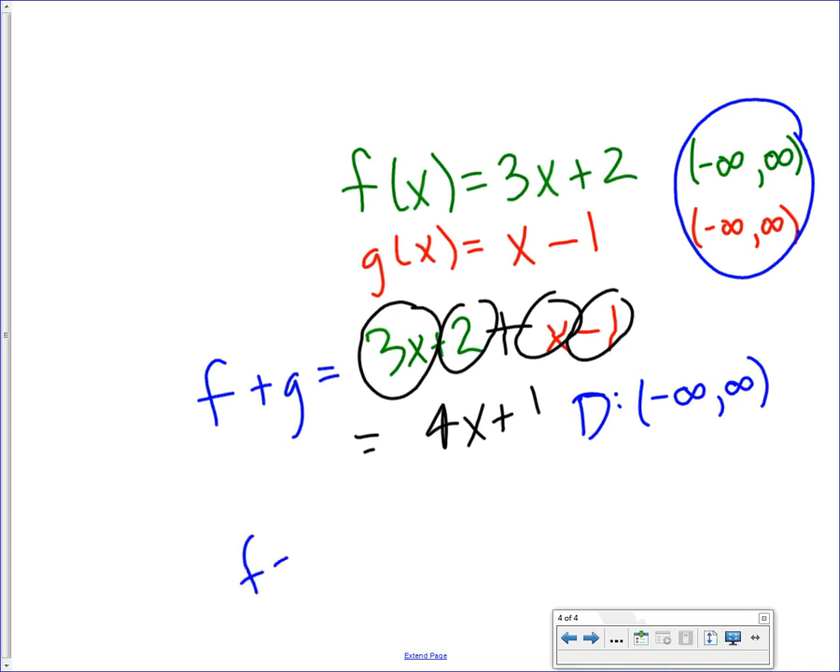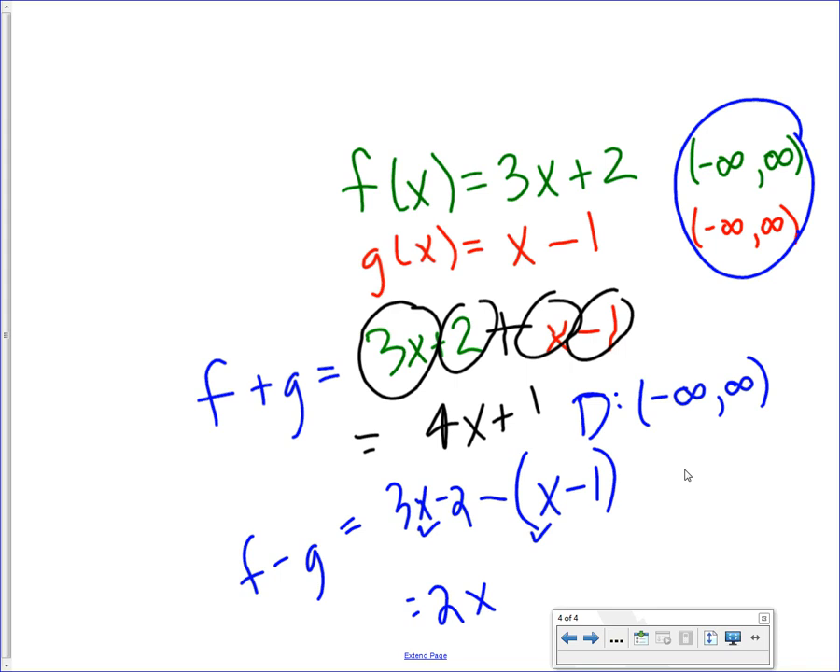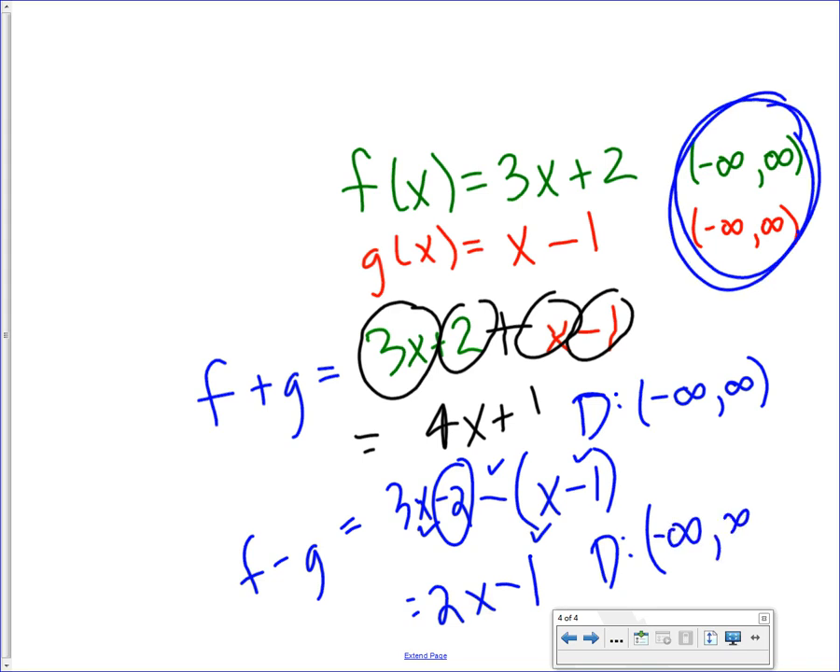If I were to subtract these, I would have 3x plus 2 minus all of g. So I'm going to put g in parentheses. So I have 3x minus x. That's 2x. And then watch your signs carefully here. I have 2 minus negative 1... that is 1. And the domain is where the two domains overlap, just like they did for addition. So the domain is also all real numbers, from negative infinity to positive infinity.